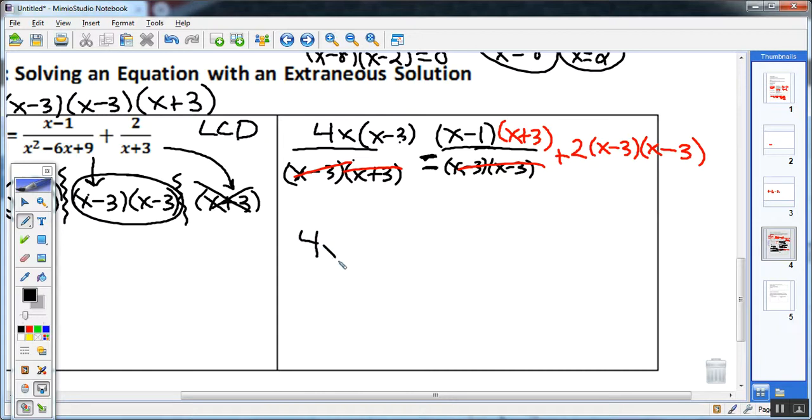4x squared minus 12x equals. All right, help me FOIL this. What's x times x going to get me? Okay, inside, outside. So the inside would be minus 1x, outside plus 3x. What's a minus 1x and a plus 3x going to combine to? So positive 2x. Last, negative 1 and 3.